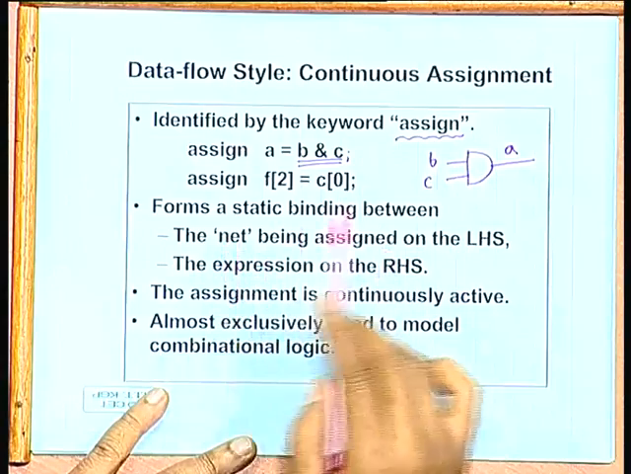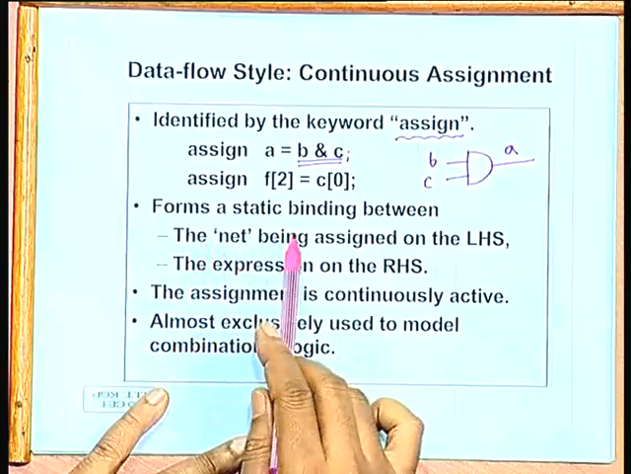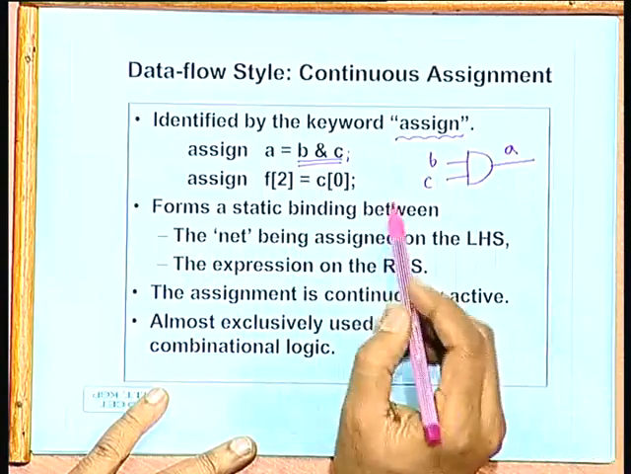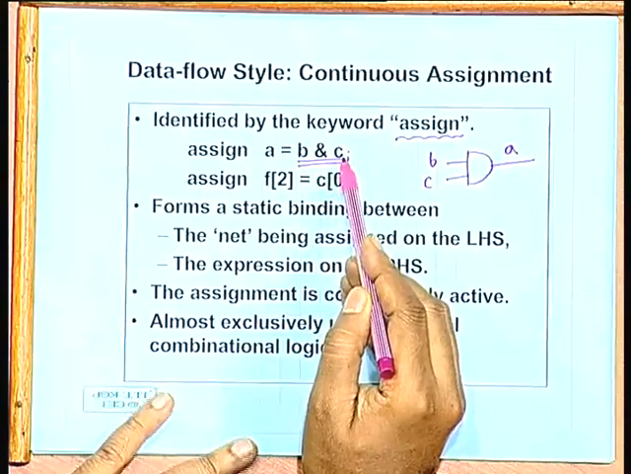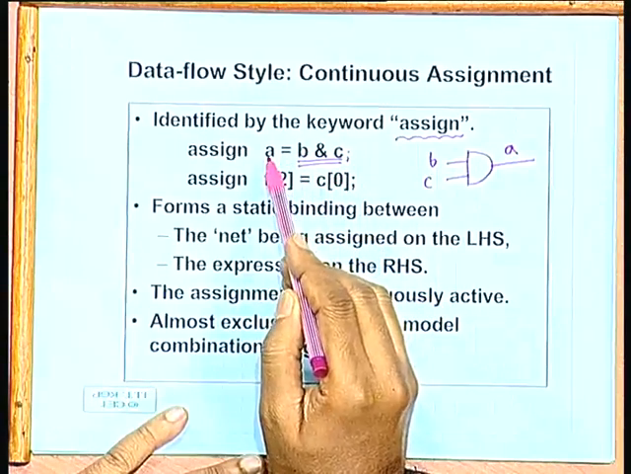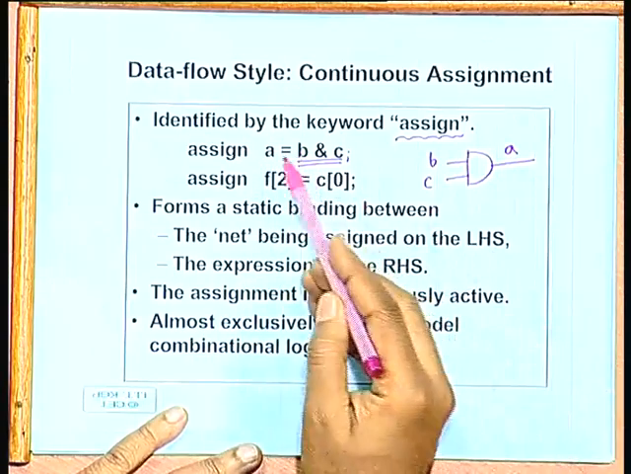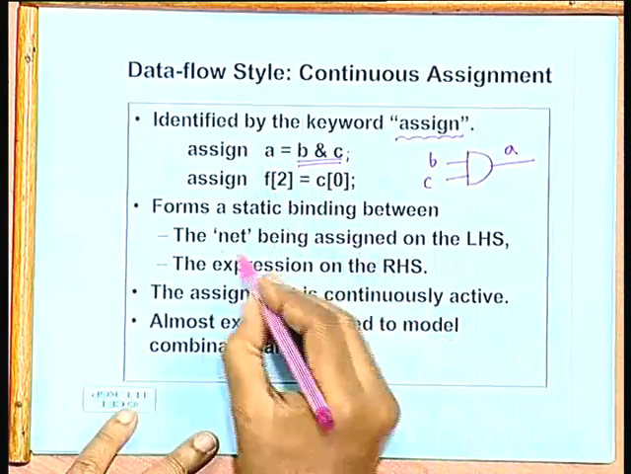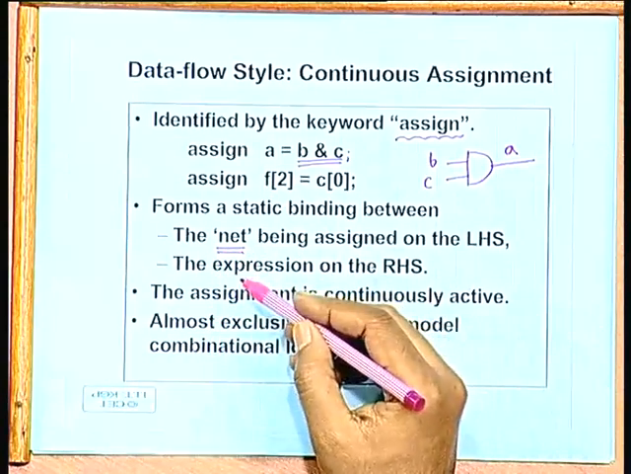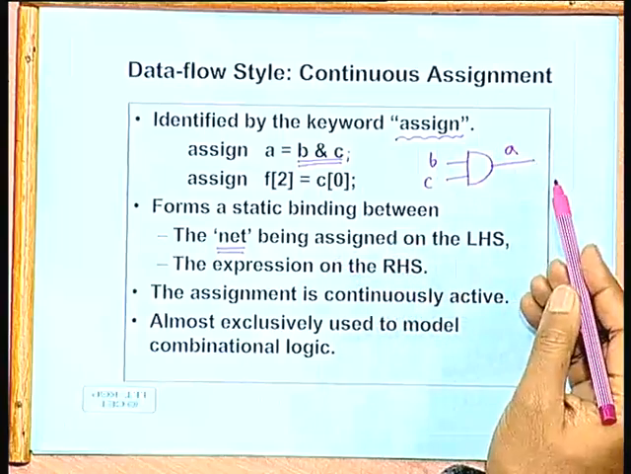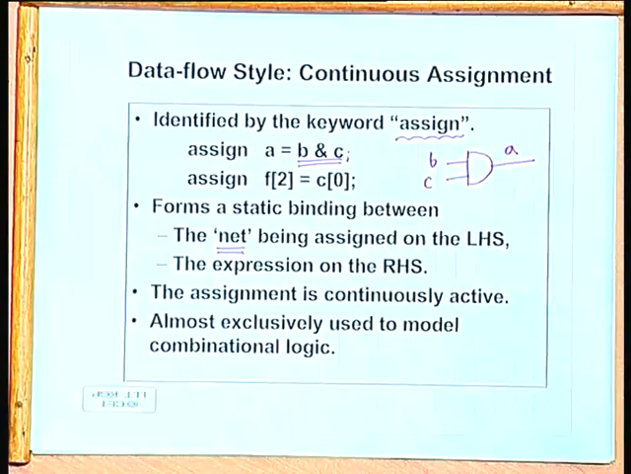So, essentially the assign statement creates a static binding between whatever you are evaluating on the right hand side and the variable which you are assigning the value to on the left hand side. The variable you are assigning to on the left hand side has to be a net type variable. It cannot be a storage, because if it is storage it cannot be continuously driven, there has to be something like a clock.